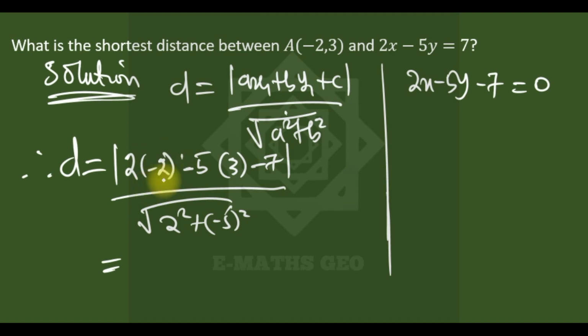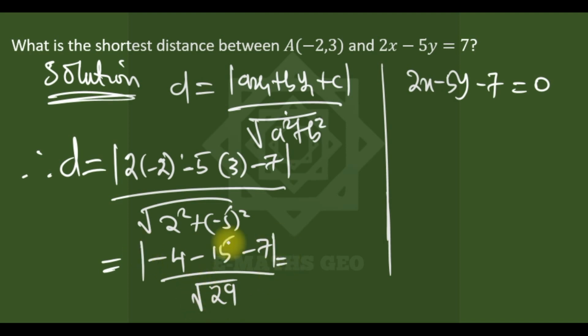So which is minus 4 minus 15 minus 7 over 4 plus 25, which is 29, square root of 29. Remember, absolute. So minus 4 minus 15 is minus 19. Minus 19 minus 7 is minus 26. So absolute of that is 26. So this is 26 over square root of 29. So that's the distance. So it's a very nice formula.